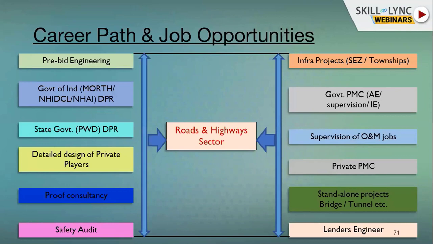The Government of India, MoRTH, offers DPRs, detailed project reports. The state governments offer detailed project reports. Detailed project reports for private players are also there. In EPC and in DBOT, they want a design director. They call it design director. So there are jobs there. Proof consultancy: after the detailed design, government needs proof consultancy and safety audit. So there we need engineers. Infra projects are there, SEZs are there, township projects are there, special economic zones and townships, where roads are there, bridges are there, culverts are there. So for that, road engineers are very much needed.